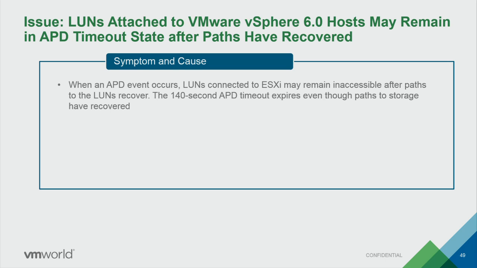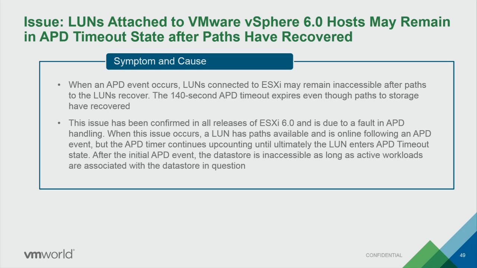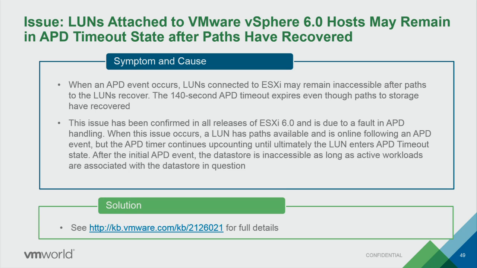Now, another thing to note is that we may have a case where an all paths down condition is reported, but resolves before we reach that 140-second default timeout value. This is a known issue in 6.0 where the timer counter continues to count down, even though the all paths down condition may no longer be present. And so we will still have the impact of an all paths down condition. This may be a case where we actually have to go to the step of rebooting the affected ESXi hosts. And again, reference the KB article there.